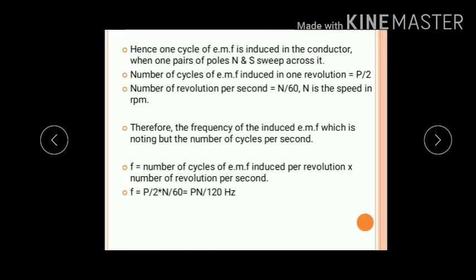So the construction of alternator, stator, rotor, its explanation and diagram is very important for your main exam. For the next class we'll discuss the derivation of EMF equation of alternator.